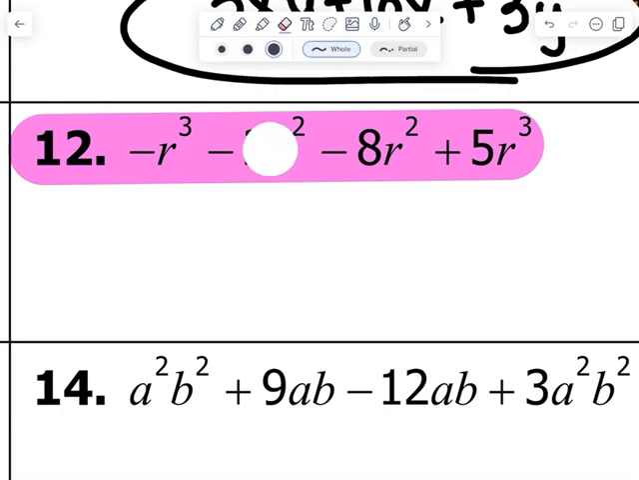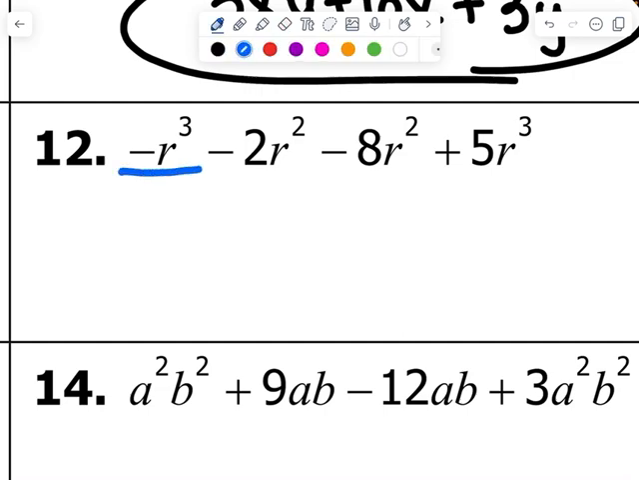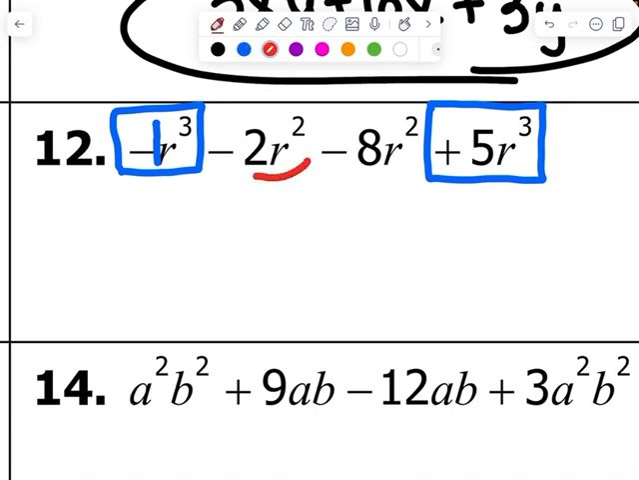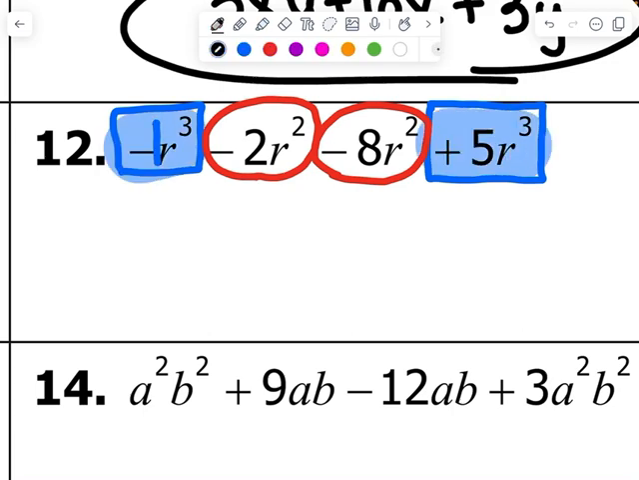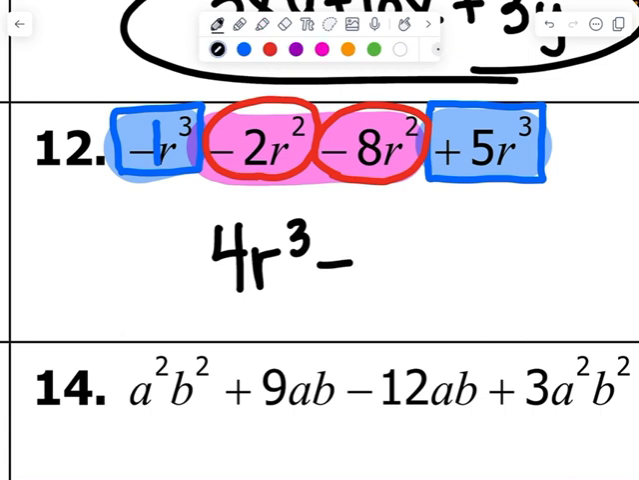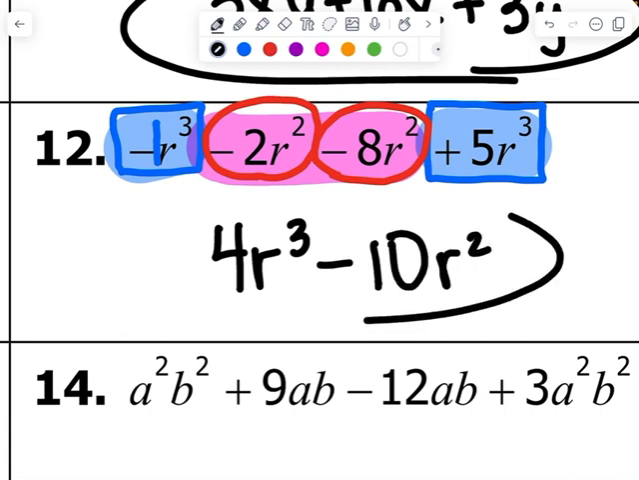Okay, so we have like terms, minus r cubed, which we'll just put a little reminder that there's a 1 right there, and plus 5r cubed, those are like terms. Minus 2r squared and minus 8r squared are like terms. So when we combine these two together, we are going to get 4r cubed. And if we combine these two together, we're going to get minus 10r squared.